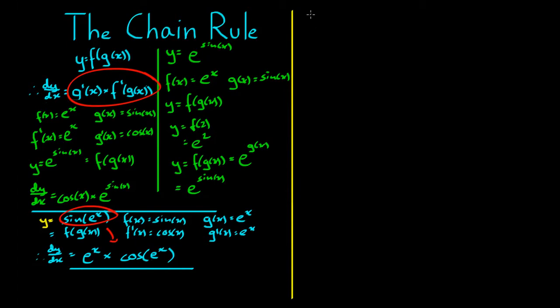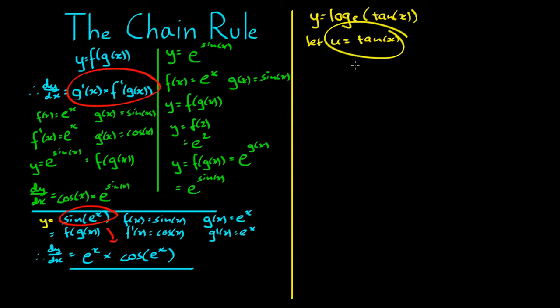Say we had the function y is equal to log e of tan of x, and just pretend the domain of x is sorted out so this is actually defined. I'm going to say let u equal tan of x. So u equals the swallowed up function. And if you're smart, you'll notice that this is a lot like saying g of x over here is equal to tan of x. But we'll keep it at u for now.